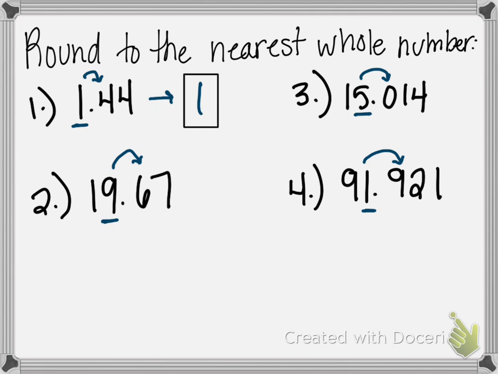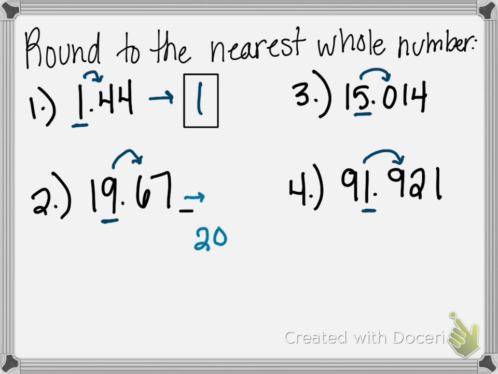Number 2, 19.66. 9.7 rounded to the nearest whole number becomes what? Bridget? 20. When we look to the right, 6 is bigger than 5, meaning we have to round the 9 up 1. So it goes to 10. We add another digit there. So 19 goes to 20.